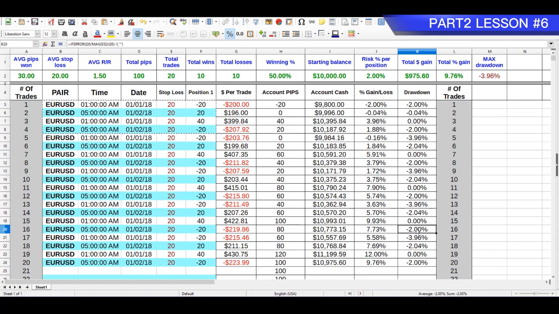All right, guys, so now you should have a pretty good comprehension of how the spreadsheet works. In the next video, we'll be using it to backtest a couple of pairs using the pullback strategy together. I'll see you guys in that next video.